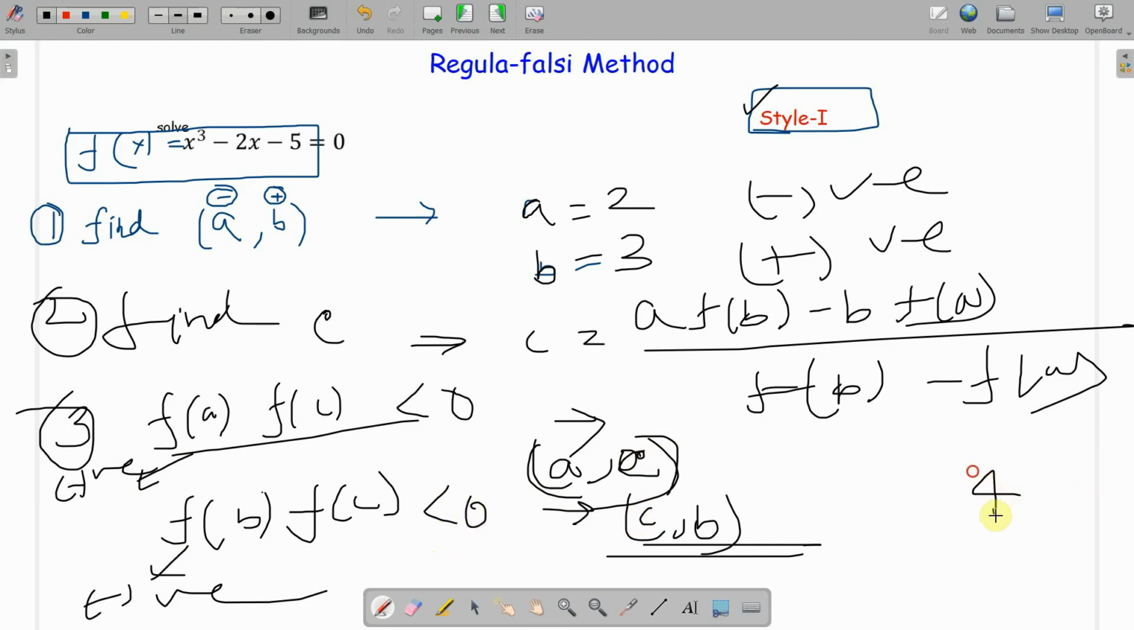Now the fourth step is to repeat this step again. After getting the value, you will have A or C, or C or B. From there you will be calculating the next points.